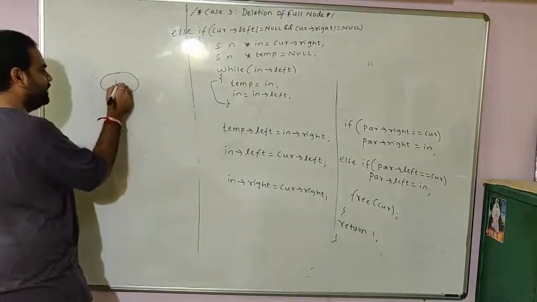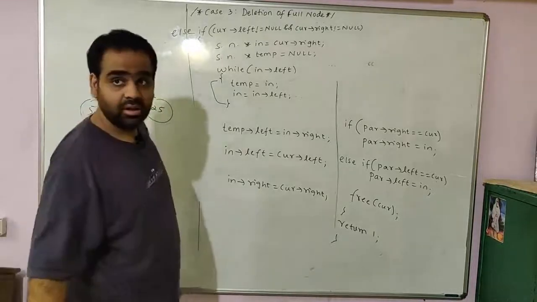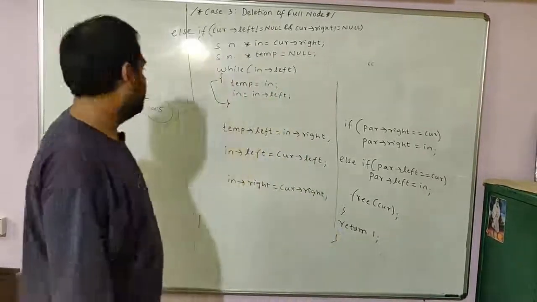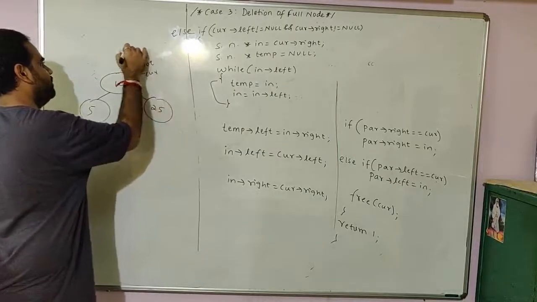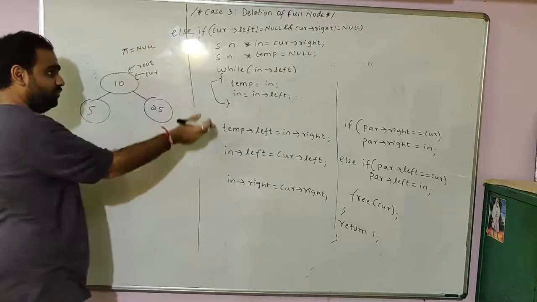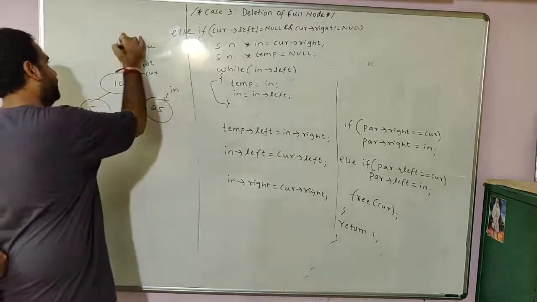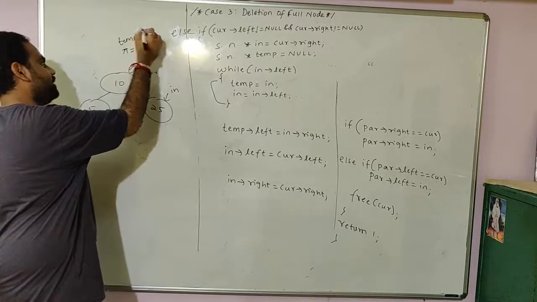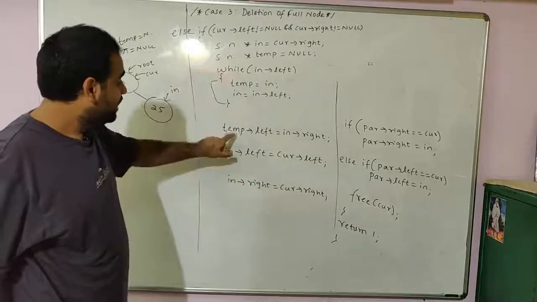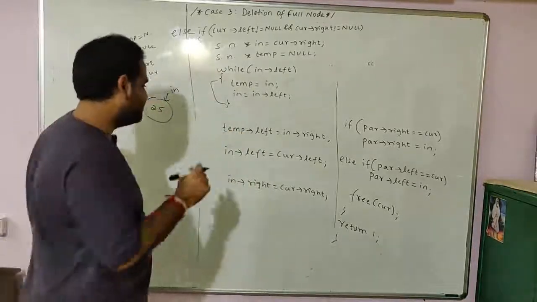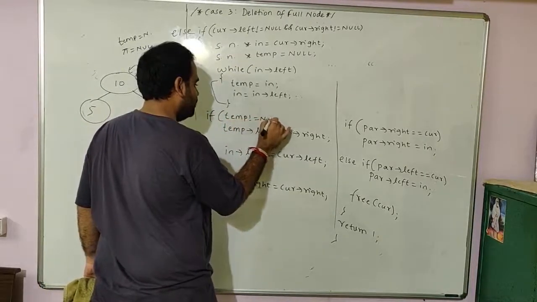Suppose this is the tree. 10, 25 and 5. And I want to delete 10. This is current, this is root, parent equal to null. Now, is it a full node? Yes, it is a full node. In order equal to current arrow right. And what is the value of temp to begin with? It is null. In order arrow left, what is in order arrow left? Null. Do not execute this. Temp arrow left, null arrow left is segmentation fault. Therefore, this has to be done only if the value of temp is not equal to null.